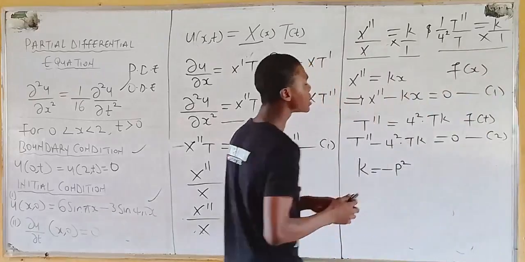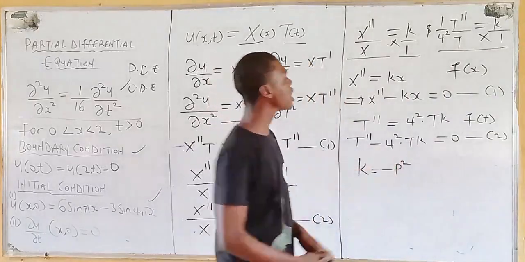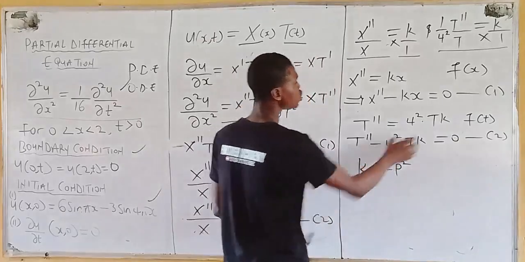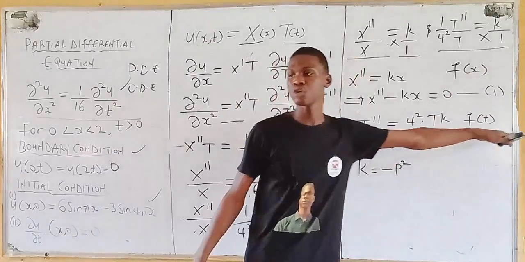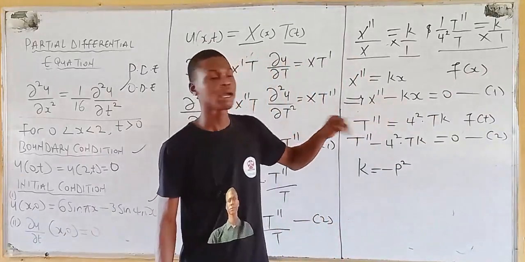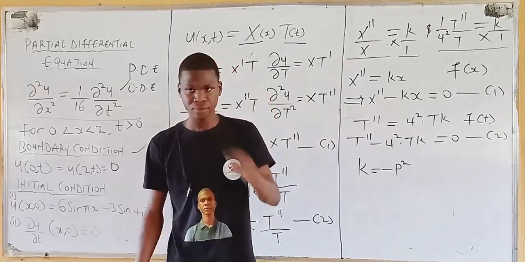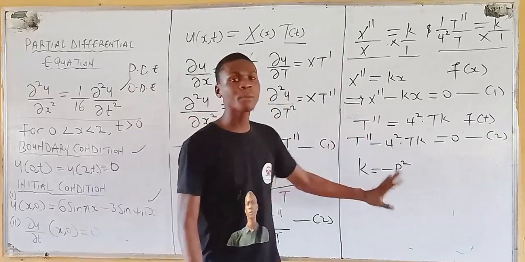If that is the case, anywhere you see k, substitute negative p squared. Meaning I'm substituting negative p squared into equation 1, and I'm also substituting negative p squared into equation 2. Also note this. Why am I doing this?